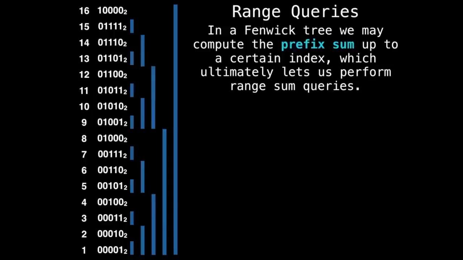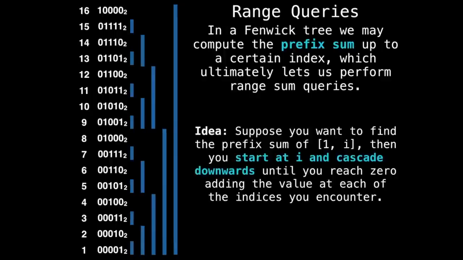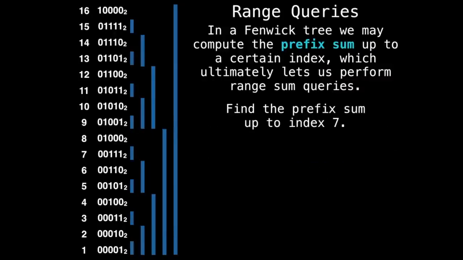So let's figure out how to do prefix sums just like we did for a regular array, but on this Fenwick tree. The idea is we're going to start at some index and cascade downwards until we reach 0. You'll soon see what I mean. For example, let's find the prefix sum up to index 7. So we're calculating the prefix sum from index 1 to 7, inclusive. Usually everything in a Fenwick tree is inclusive.